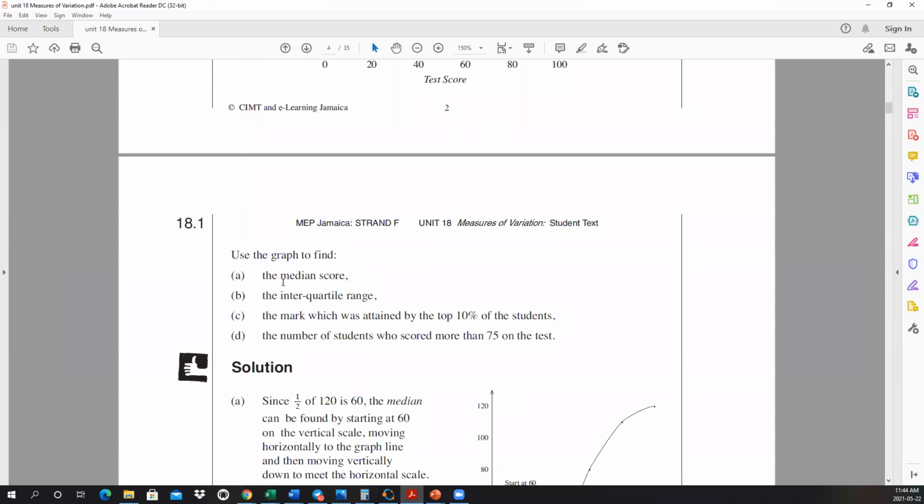So let us see what they ask. Use the graph to find the median score, the interquartile range, the mark which was attained by the top 10% of students, and the number of students who scored more than 75 on the test.